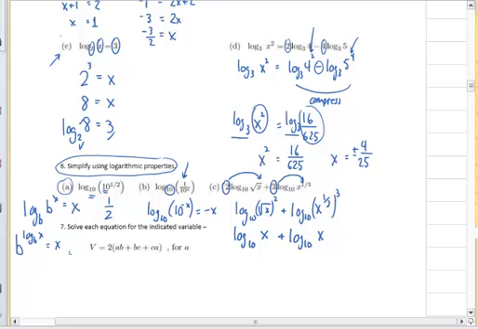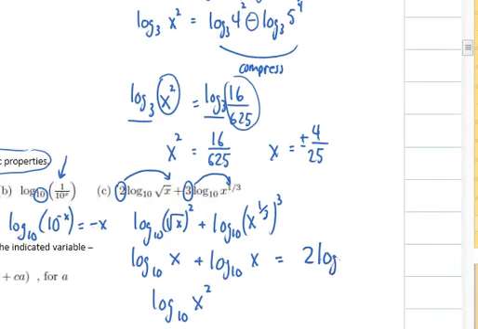So now I can put these together. When you add two logarithms, I have log base 10 of x squared. Or some other people might say, hey, McAllen, why don't you just add them together and you get 2 log base 10 of x, which would also be log base 10 of x squared. So that is it with the logarithms.